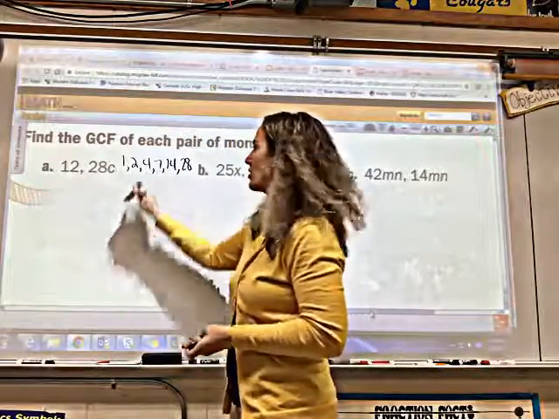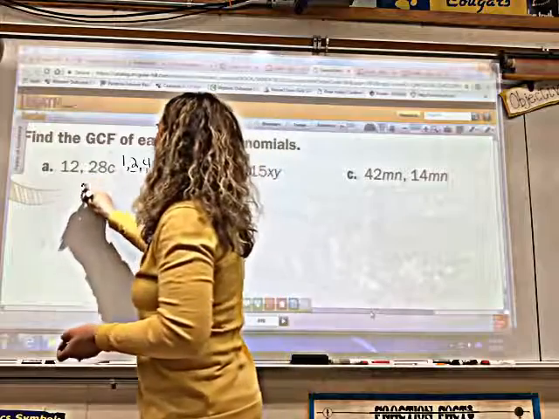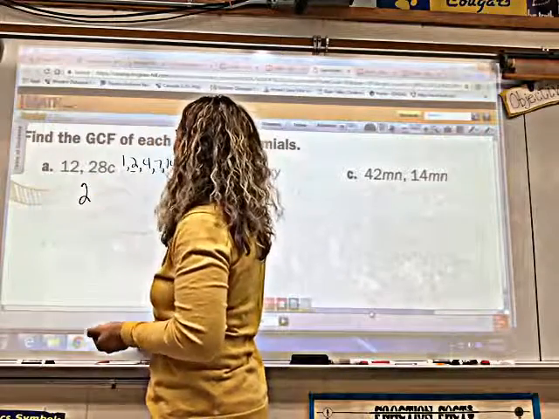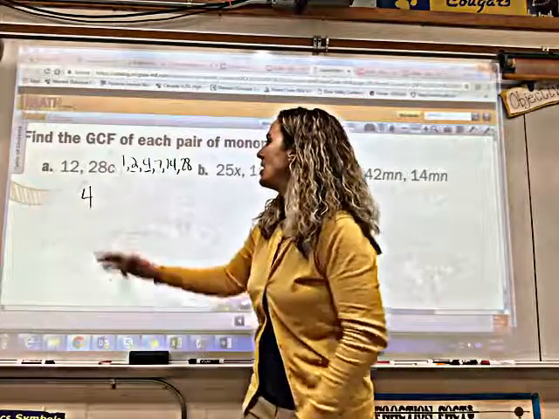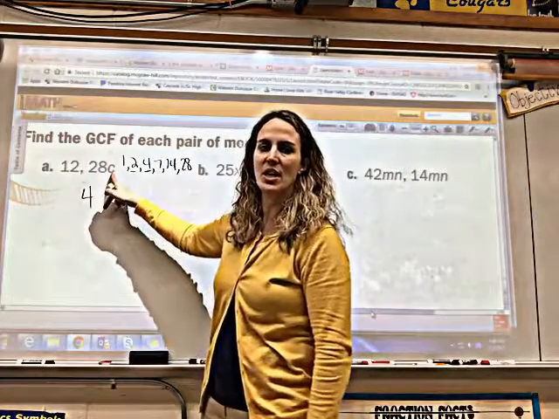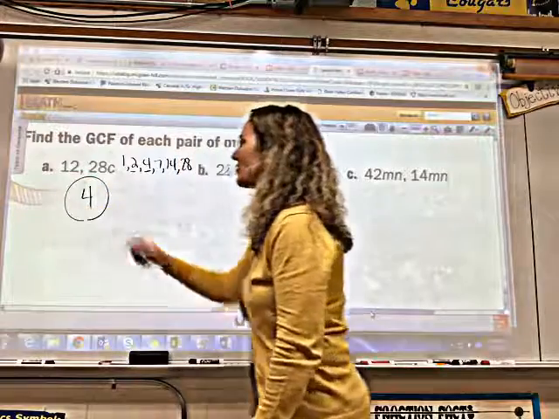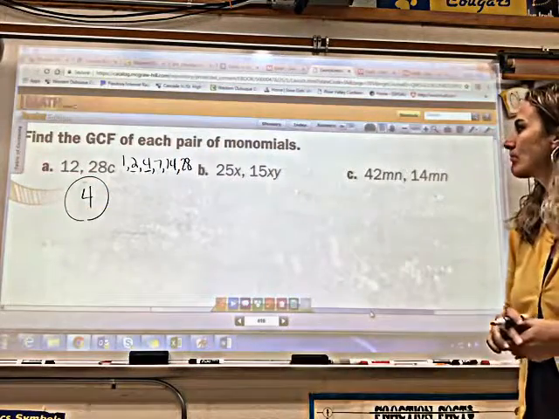What's the highest one that will go into 12? It'd be 2. So I'm going to pull out the 2. No, I'm sorry. It would be 4. That's my fault. It should be 4. Okay. Now I don't have a C here and I don't have a C here. So my greatest common factor for that is just going to be 4.